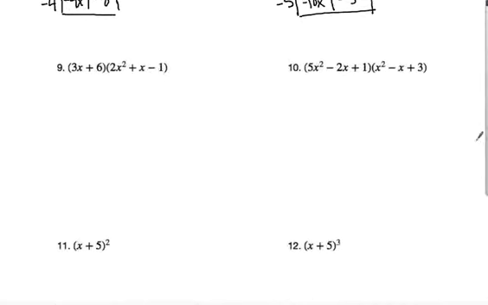Number 9 and number 10 are a little bit different because now we're multiplying a binomial times a trinomial. So we've got 2 terms times 3 terms. In number 10, we've got 3 terms times 3 terms.